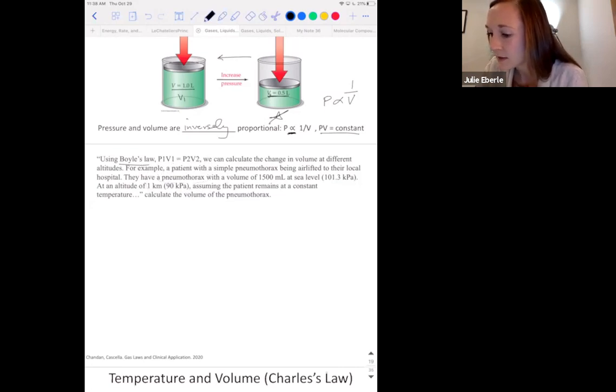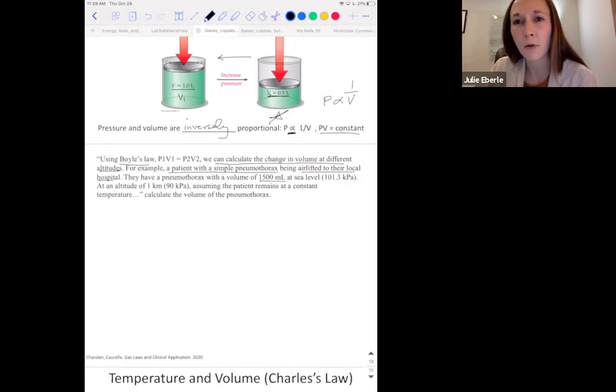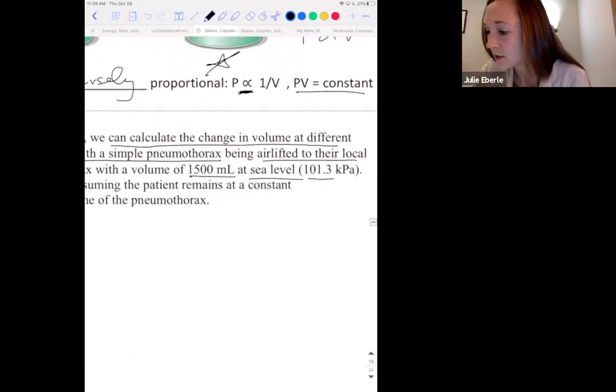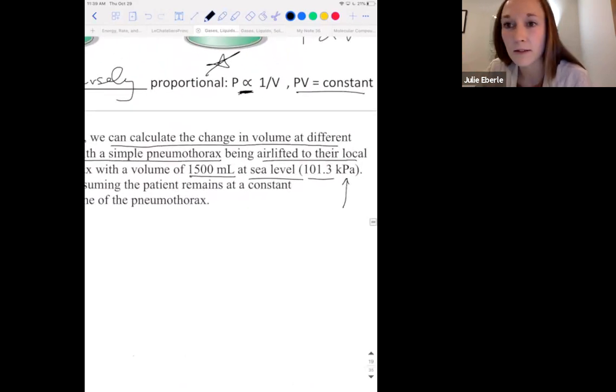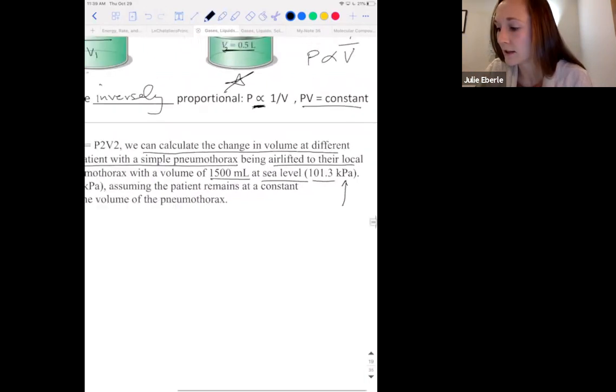So I'm just going to read this. We can calculate the change in volume at different altitudes, meaning of the pneumothorax. For example, a patient with a simple pneumothorax being airlifted to their local hospital. They have a pneumothorax with a volume of 1,500 milliliters. And remember, a milliliter is not big, it's about the tip of your pinky, but 1,500 of those might add up a little bit, at sea level. Okay, so there it is. And I told you we'd run into this unit. What is a kPa? That's a kilopascal. That's why I just wanted to at least show you what it was.